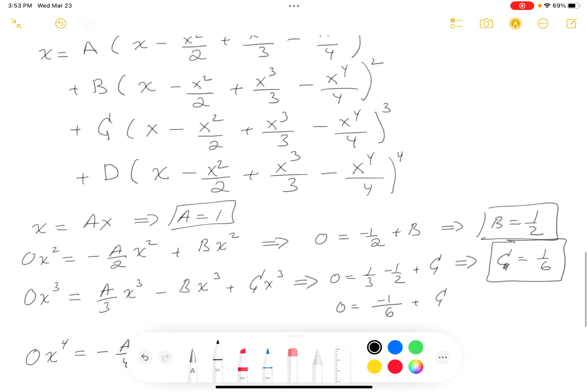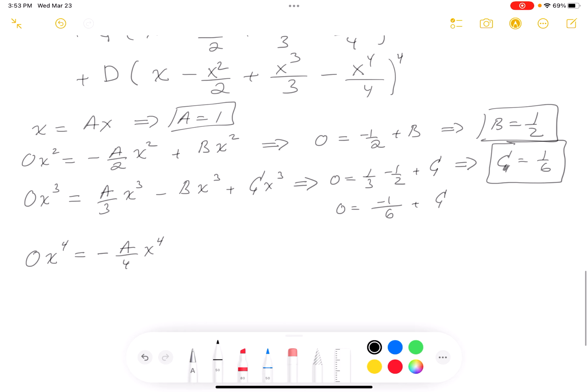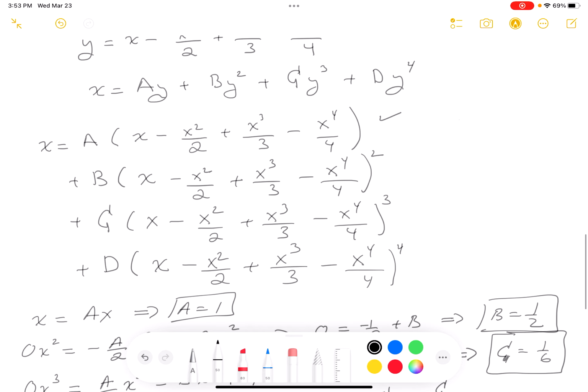All right, let's go to the next guy. Again, we just did this, so it's minus a over 4 x4. I got that written down. Let's do the next guy. And it's going to be x minus x squared over 2 plus x cubed over 3, and we're squaring it.